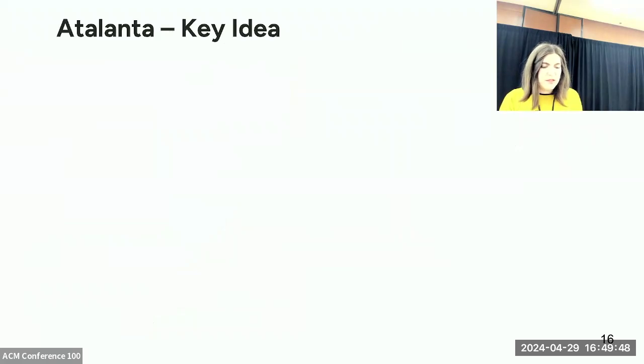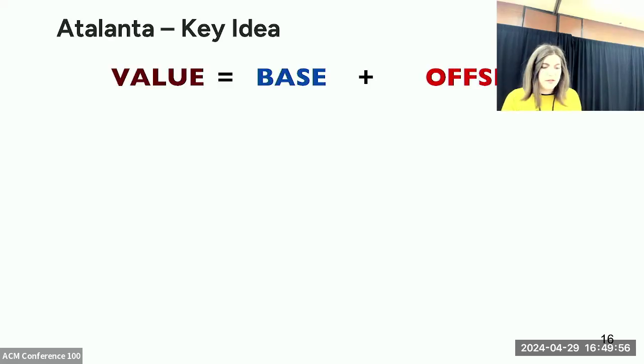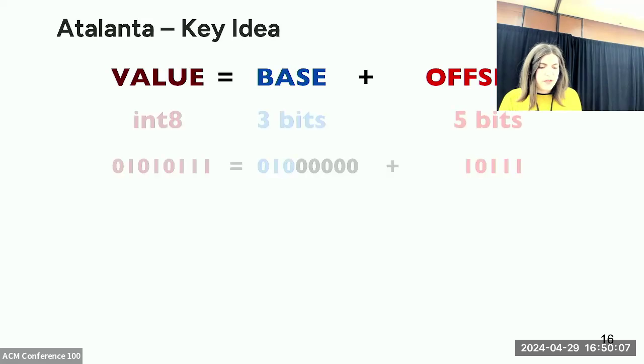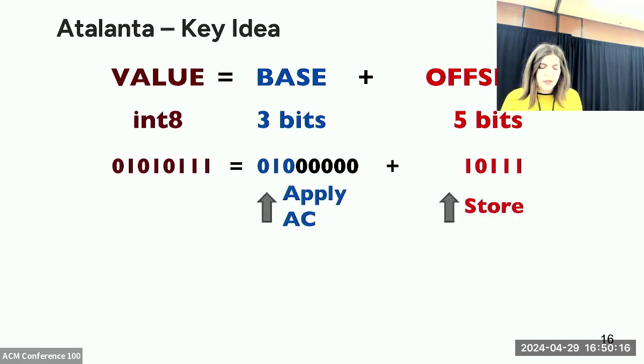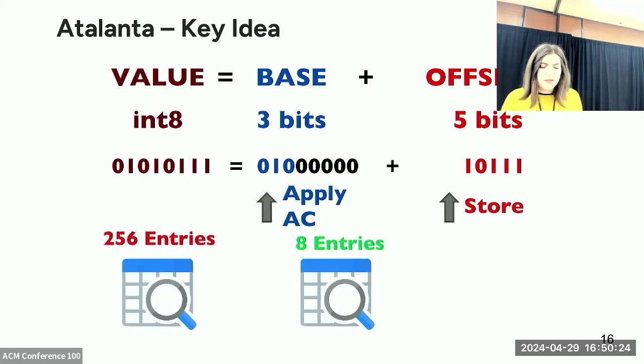So to resolve these challenges, we have designed Atalanta, which provides near optimal efficiency and is also practical through different techniques. First, Atalanta partitions the value space into sub-ranges of values, sharing a common base with each value represented as base plus an offset. For an int8 data type, this can be 3 bits for the base and 5 bits for the offsets. Atalanta then applies the arithmetic coding algorithm only for the base part, while storing the offsets directly as they are. This lowers the number of entries in the probability table from 256 to 8.